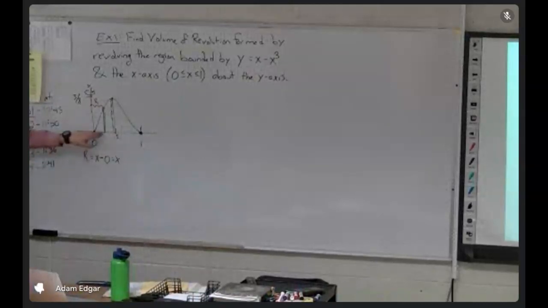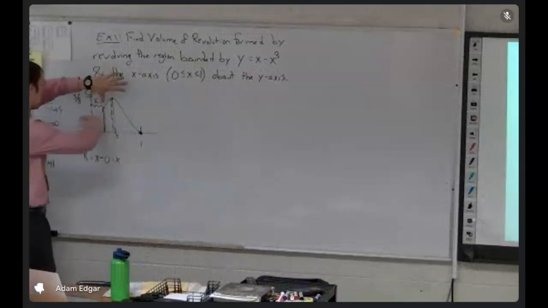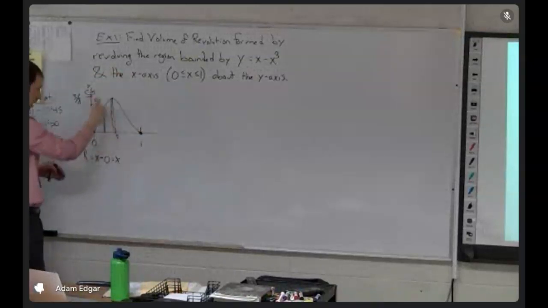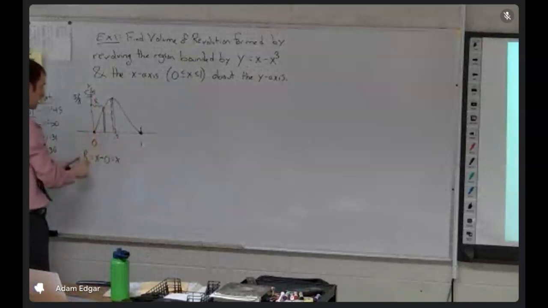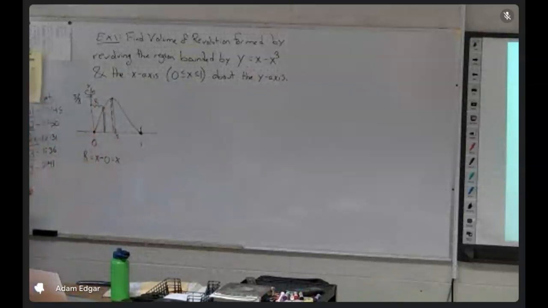If the whole region were shifted up and we had this cut off under here, it would still be aligned to the x-axis. That wouldn't affect r, that would affect height. So that brings us to height. Height is the height of that rectangle, and that's just your y-value, x minus x cubed.